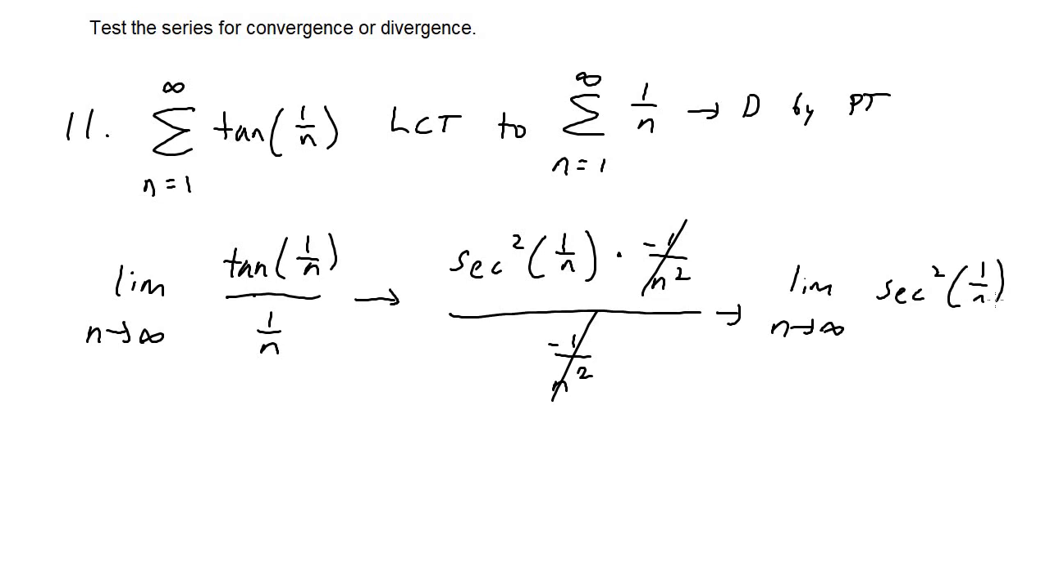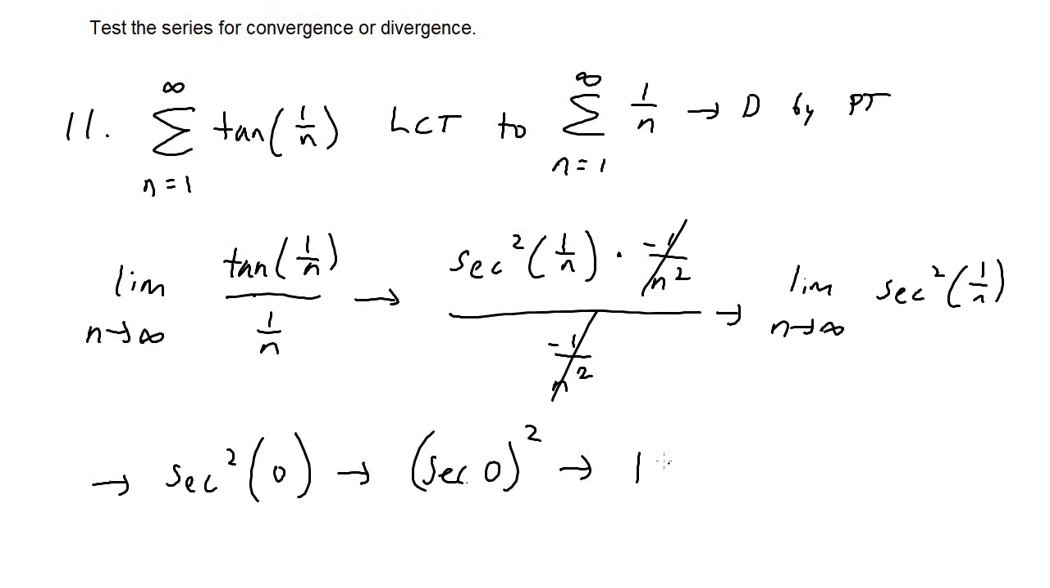So now I can go ahead and use direct substitution. We will get secant squared of 1 over infinity. 1 over infinity once again is 0. So then I can rewrite it as secant of 0, the entire thing squared. Now secant of 0 is just going to be 1, and 1 squared is 1. Now by using the limit comparison test, because our limit 1 is greater than 0 and is a finite value, and the comparison series diverges, the original series also diverges. And this time, it's by the limit comparison test.